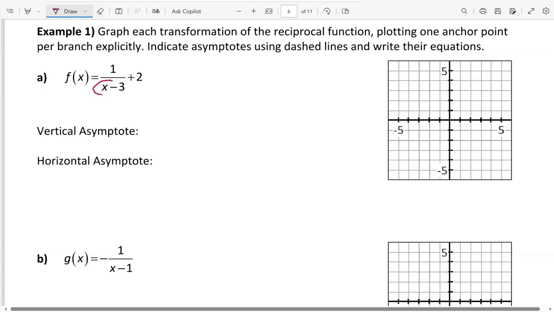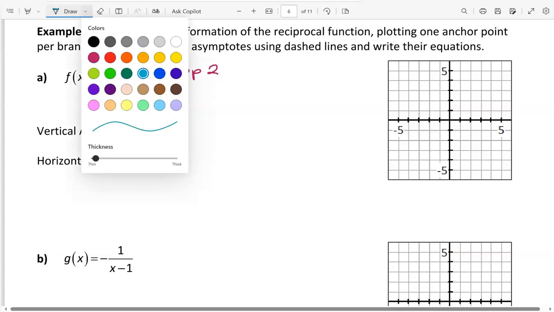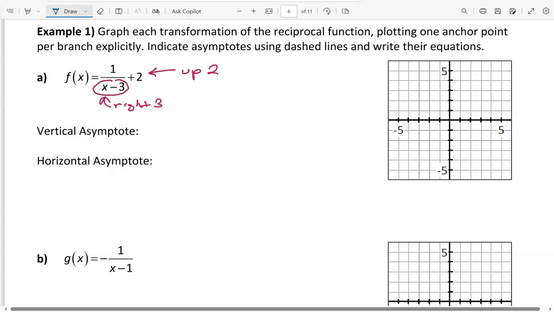When we take the parent function and we replace x with x minus 3, that moves our graph right 3. And when we add 2 to the output of the parent function, that moves the graph up 2. So the vertical and horizontal asymptotes, which were at the x and the y axes, are going to move right 3 and up 2. So the new intersection of those axes will be at the point 3, 2.